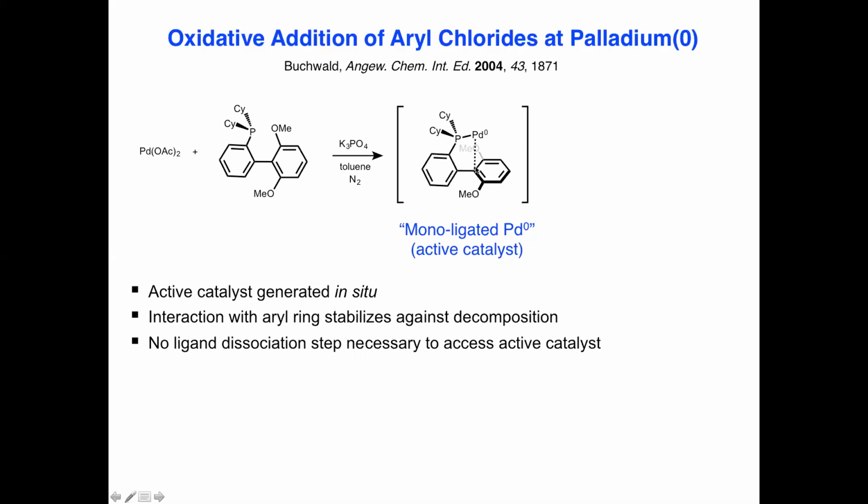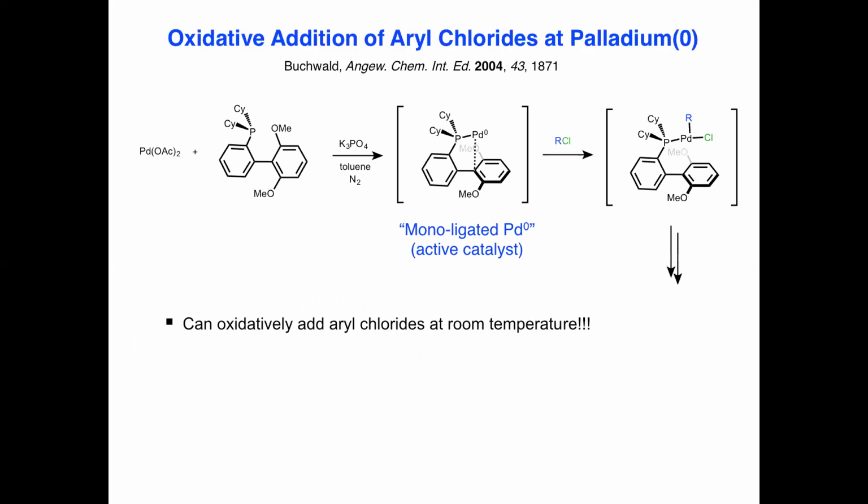Another important feature of this is this kind of interaction that I'm drawing with this dotted line to this ipso-carbon in the biphenyl ring. So this you might call a hemilabile interaction. This is a very weak interaction. It's strong enough that it's going to help this monoligated species hang around in solution for longer, such that it can hopefully undergo oxidative addition. But it's weak enough that it will very easily come off once oxidative addition does occur. And so this is a really important class of cross-coupling catalysts that use these biaryl phosphine type of ligands. And some of these can even perform the oxidative addition of aryl chlorides at room temperature, which is quite impressive.